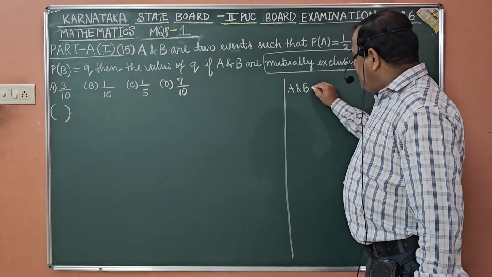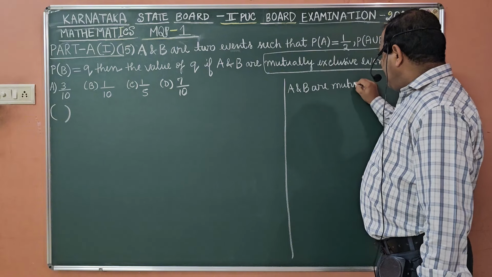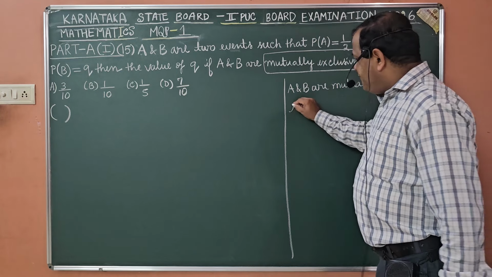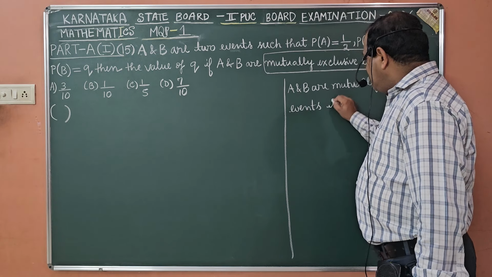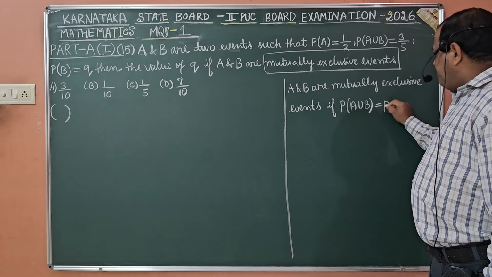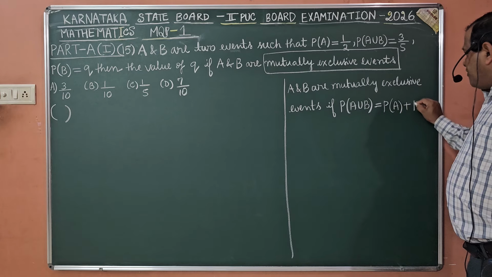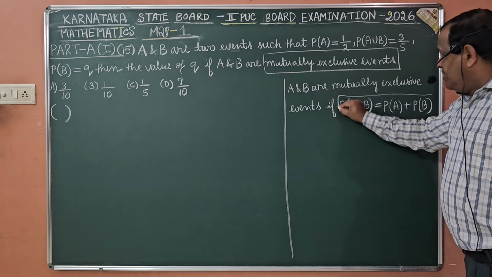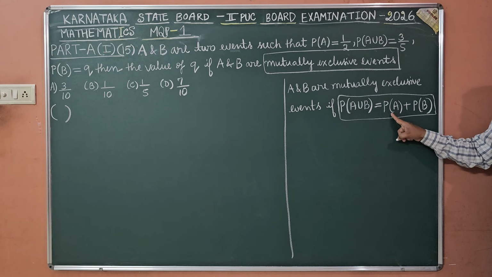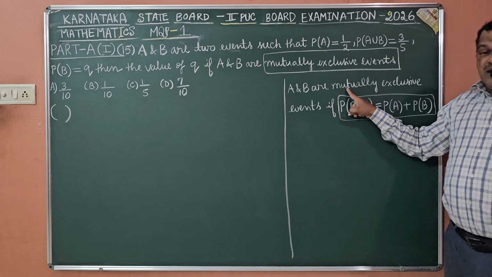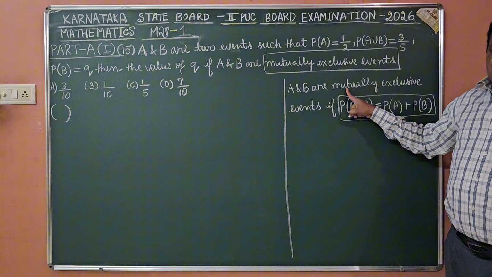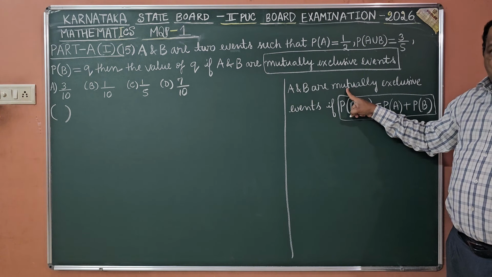So I give the definition. A and B are mutually exclusive events if probability of occurrence of A union B is equal to P of A plus P of B. This is the formula, only small formula. P of A union B is equal to P of A plus P of B. Meantime, mutually exclusive events are also called disjoint events. Please remember that they are not mentioned here, but you have to remember.